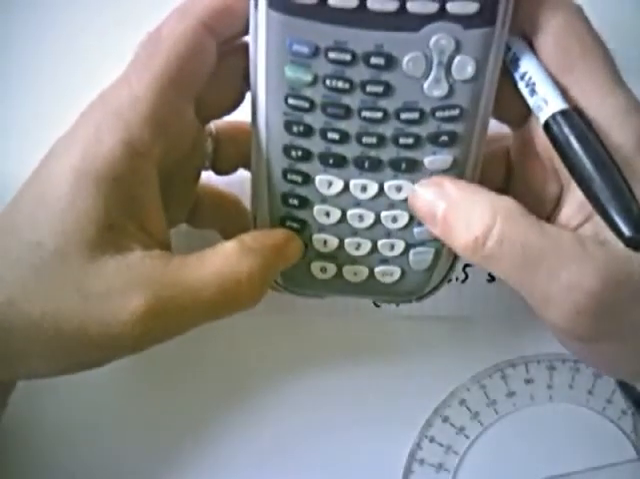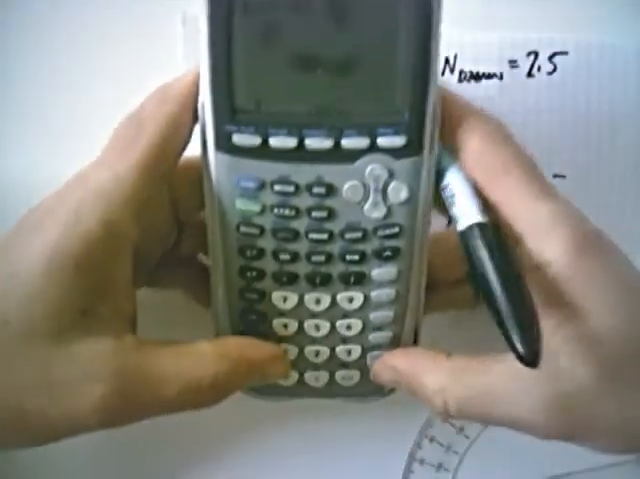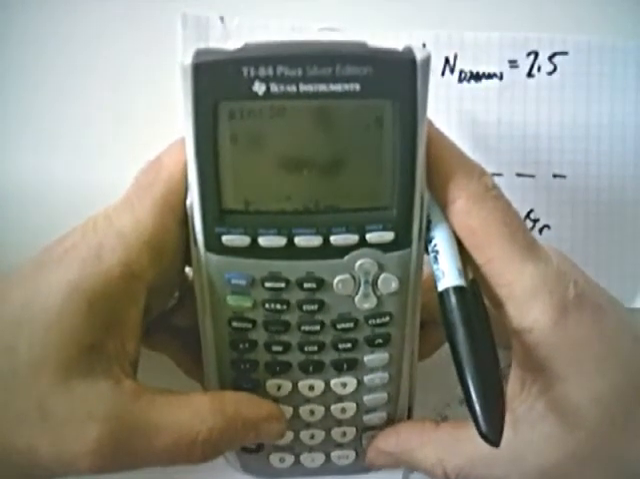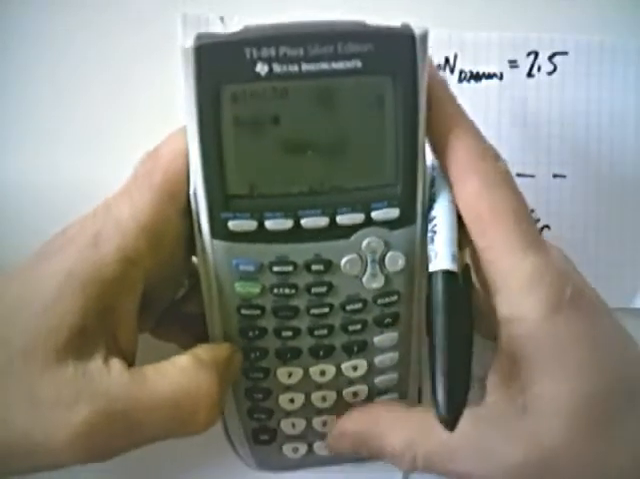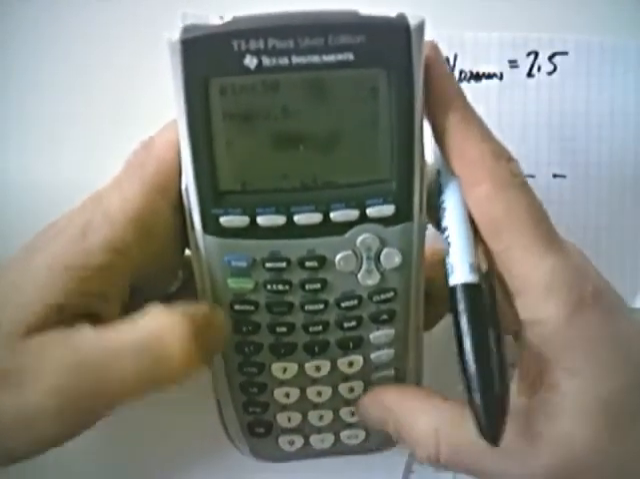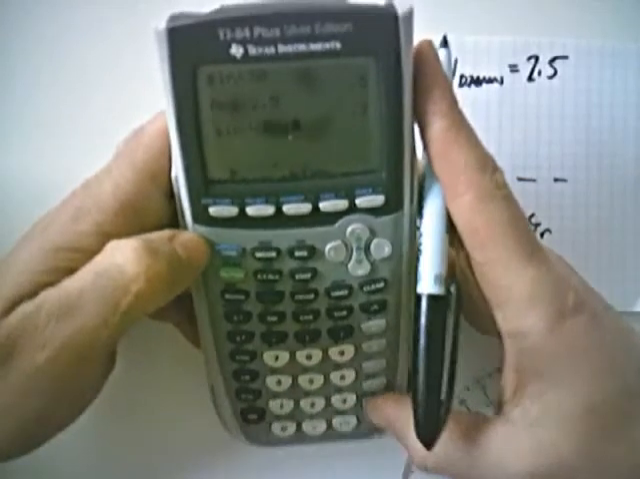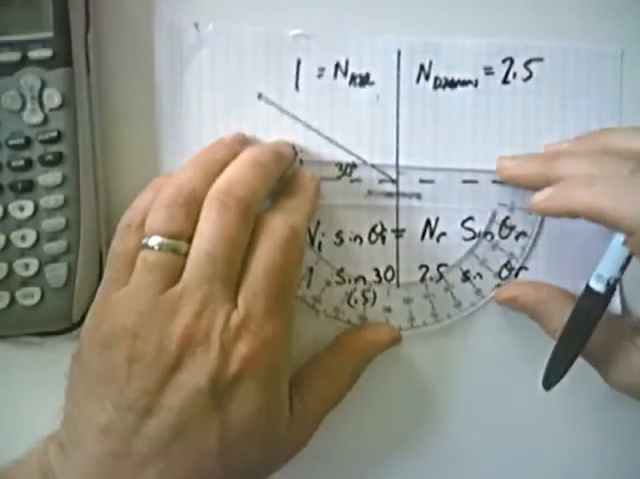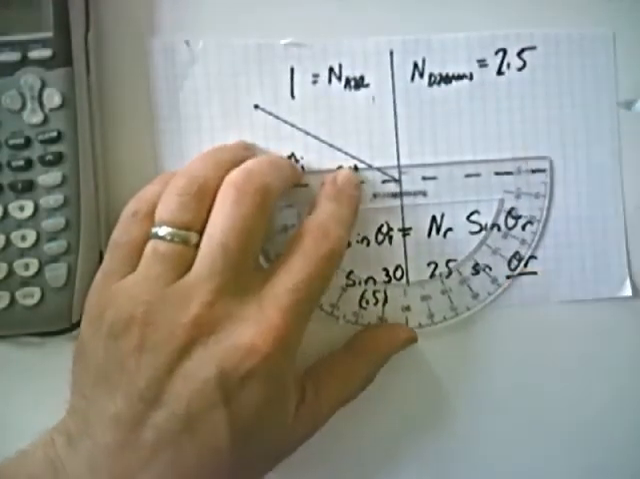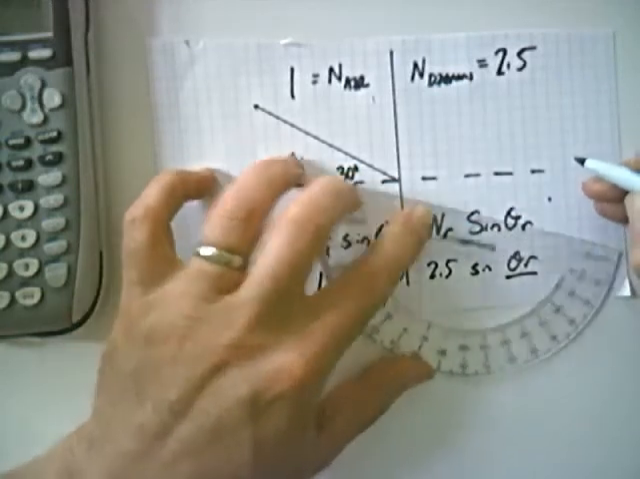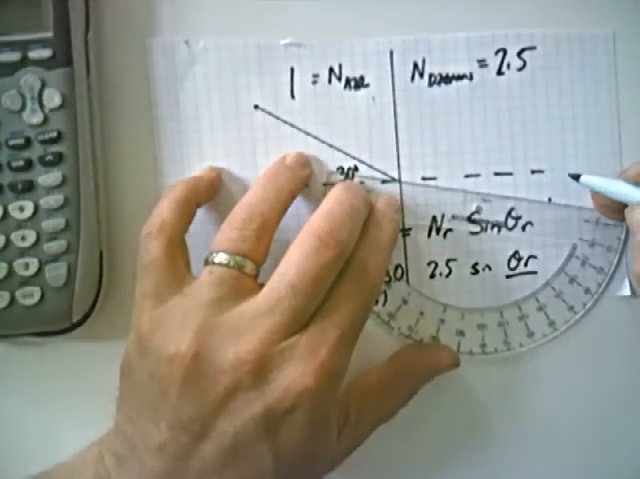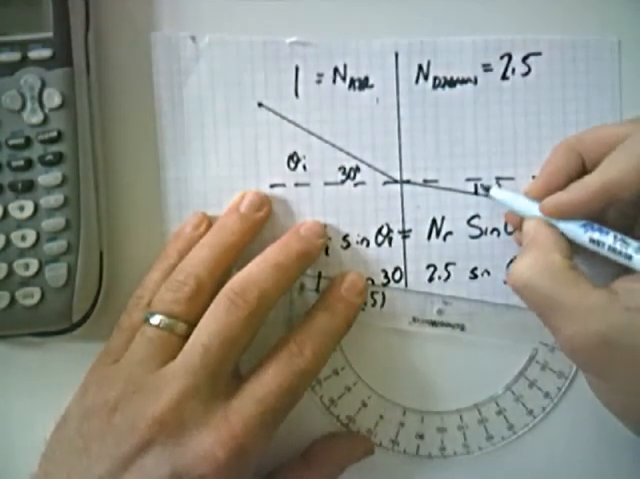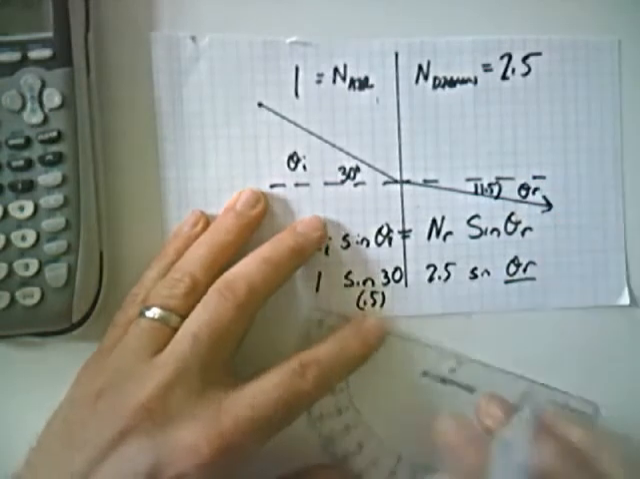So what we do is we say sine 30, and sine 30 is 0.5. Then we're going to divide that by 2.5. And then we're going to inverse sine that answer, 11.5 degrees. So if we look at our bending now, we're only going to be bending about 11.5 degrees puts you about right there. Okay, now you're really starting to see the bending occur. Now you can really start to envision this.